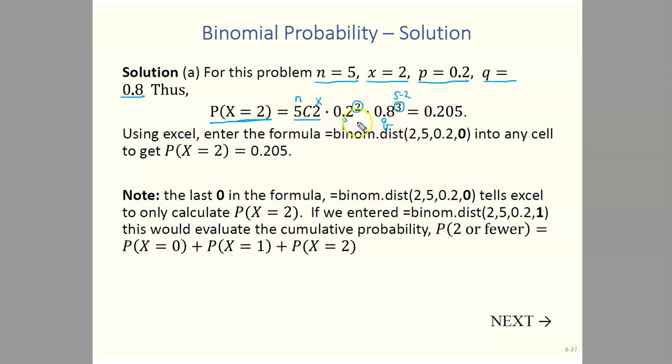Evaluate this on a calculator or Excel and you will get 0.205. And that's just a coincidence that that is the same number as one of our previous answers. Now for part B, we're going to create a probability distribution, so we're going to use Excel.